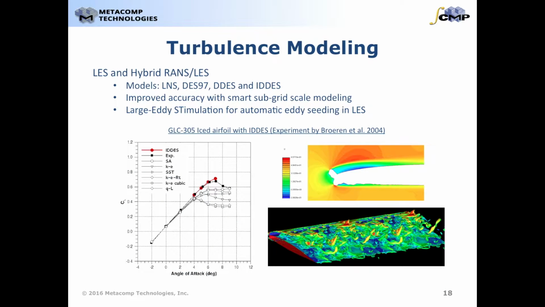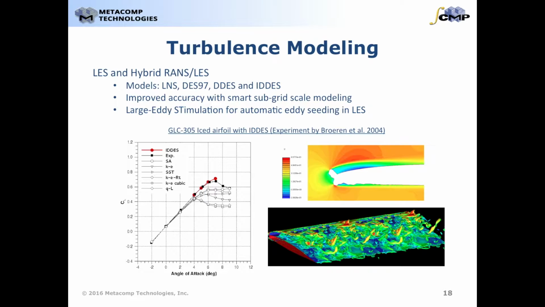For LES and hybrid RANS/LES simulations, several models are available in CFD++, including LNS, DES97, DDES, and IDDES, which is improved delayed DES. There is improved accuracy with smart subgrid scale modeling and large eddy simulation for automatic eddy seeding in LES. A study of the aerodynamic degradation of an iced airfoil is shown.